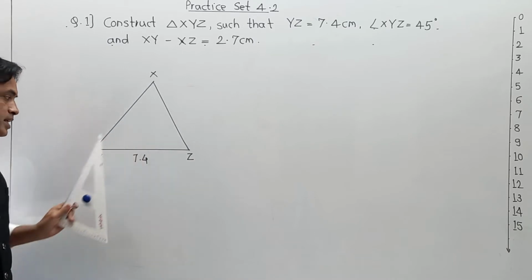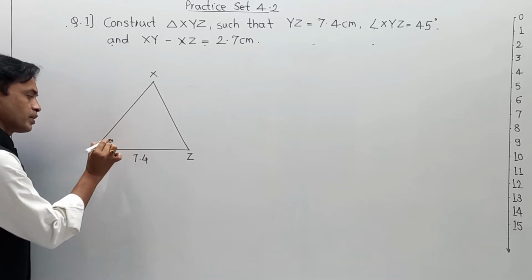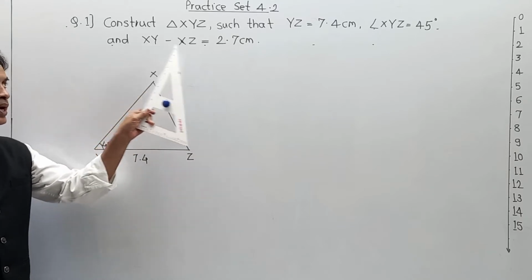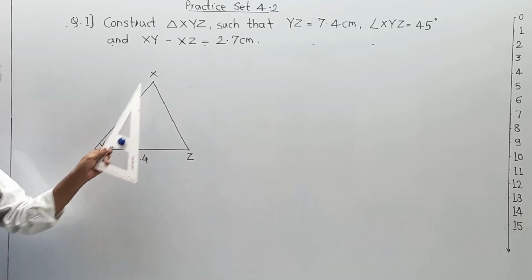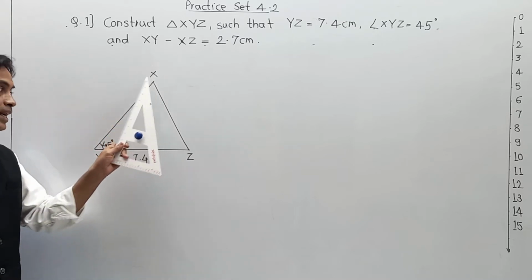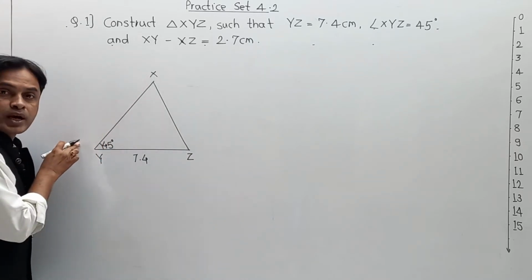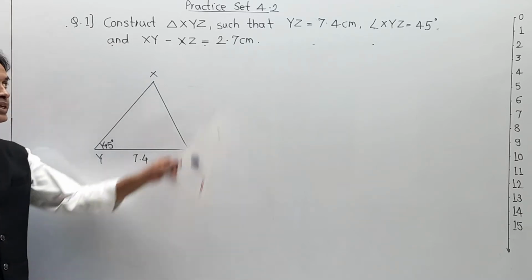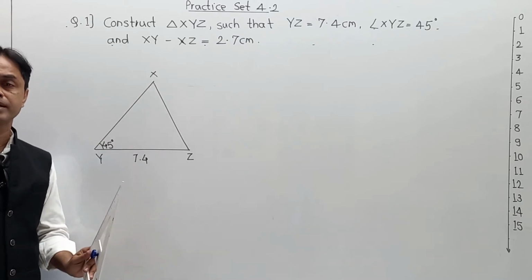Next, they have given angle XYZ as 45 degree, which means here your angle is 45 degree. And the next condition they have given is XY minus XZ. It indicates that XY is larger in size and XZ is smaller in size, and XY minus XZ is 2.7 centimeter. Means XY, which is larger, minus XZ, which is smaller, is 2.7 centimeter. The difference between the lengths of the two sides is 2.7 centimeter.